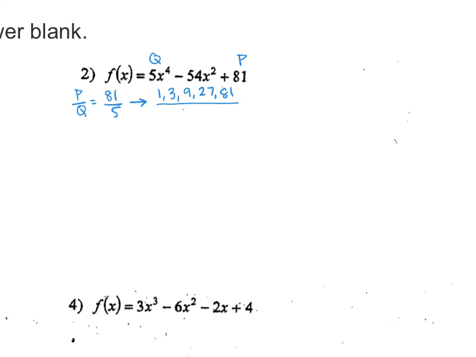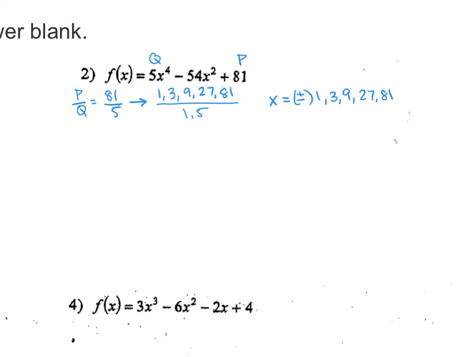And all of the factors of 5 are 1 and 5. So now we need to go through and come up with as many combinations as we possibly can here. So when I think of what are all of my possible rational roots, I'm going to say x is equal to the positive and negative version of 1 over 1, 3 over 1, 9 over 1, 27 over 1, and 81 over 1. So we're just trying them all over 1. And that gets us 1, 3, 9, 27, and 81.